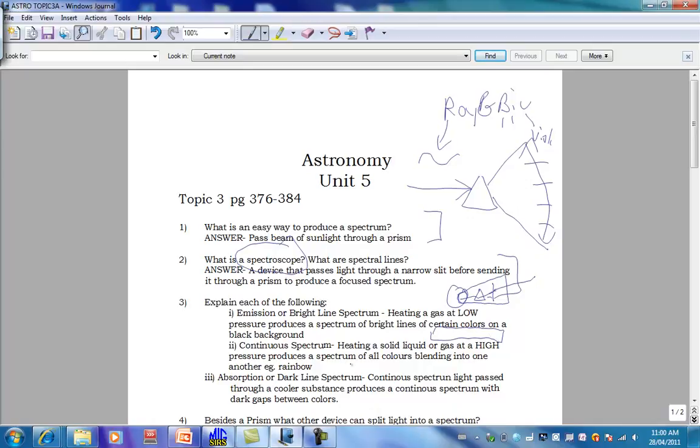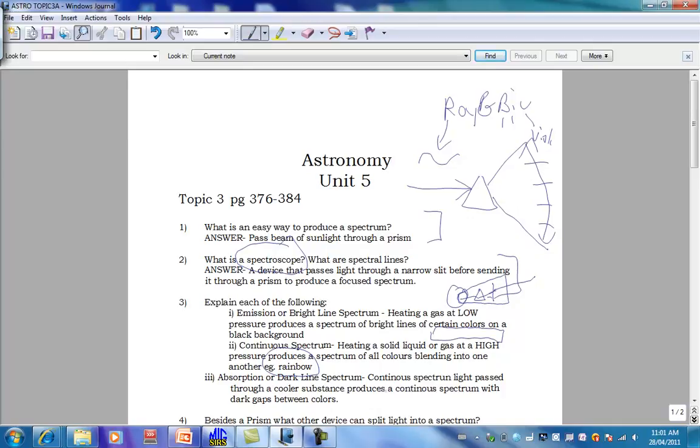What's a continuous spectrum? If we heat a solid, liquid, or a gas at really high pressure and temperature, we can produce a spectrum of all the colors blending into one another. Again, a rainbow is a good example of that.